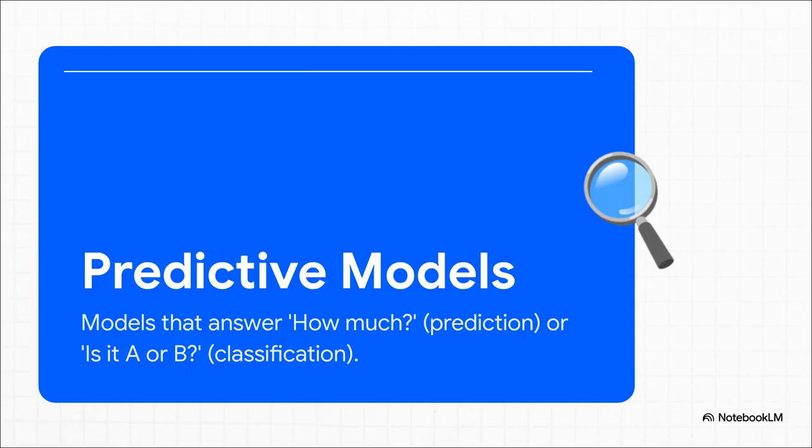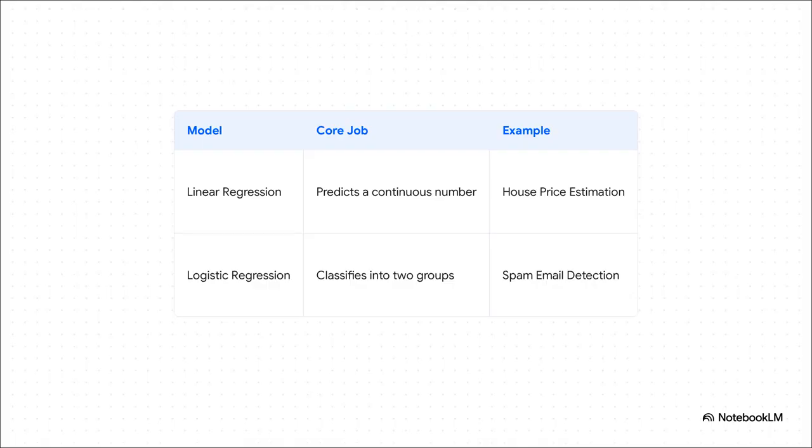How much of something, or that classic, is this thing A or is it B? That's pretty much it. And this table breaks down that difference perfectly. On one side, you've got linear regression. Its job is to predict a number on a sliding scale, like what's a house going to be worth. On the other hand, you have logistic regression. It's a classifier. It just sorts things into two buckets. Is this email spam or is it not? See? Two simple tools for two very different, but really crucial jobs.